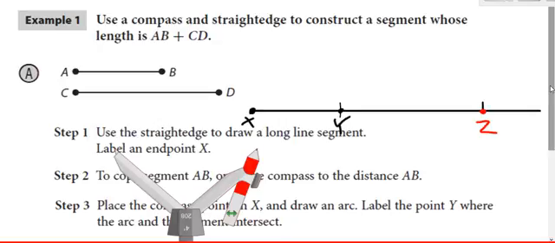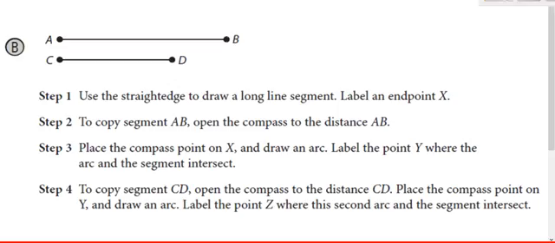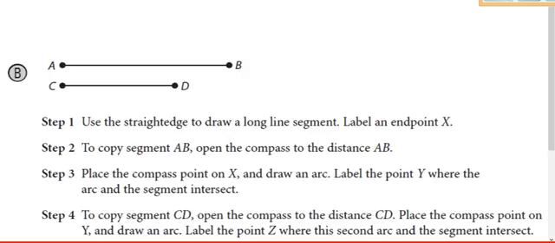So what we just did was that segment addition postulate, which says this entire length of XZ is equal to the sum of the two shorter lengths added together. So it's AB plus CD, because this had the same length as AB, this had the same length as CD. So now XZ is the length of the sum added together. All right, so the first thing we need when we're copying these two segments, we're going to make a longer line segment first.